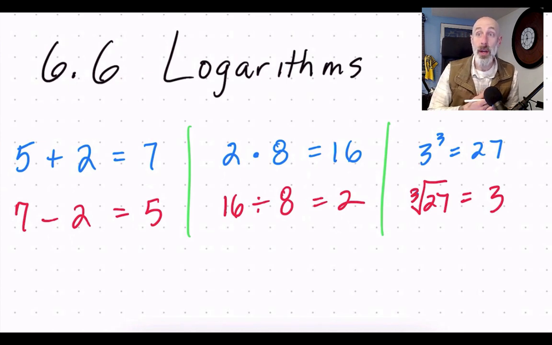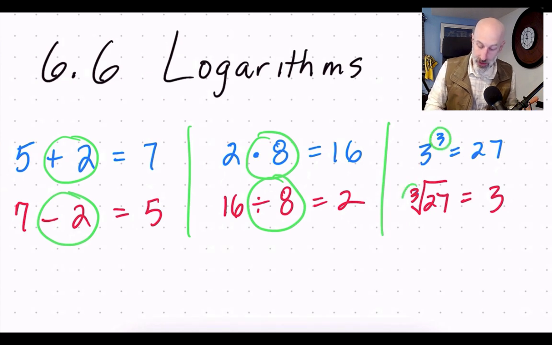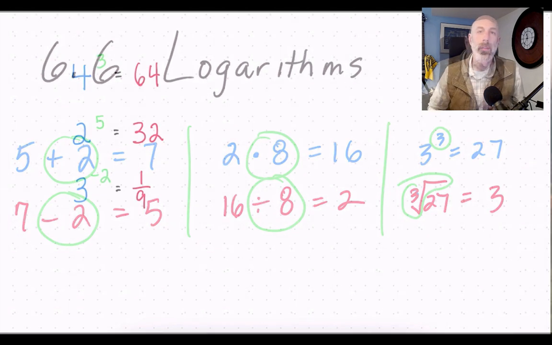I would call these operations inverse operations. So something like adding 2 and subtracting 2, they're inverses. Multiplying by 8 and dividing by 8, same deal. Cubing and taking a cube root, those are going to be inverse operations. So a logarithm is going to be the inverse operation to exponents, or exponentiation.